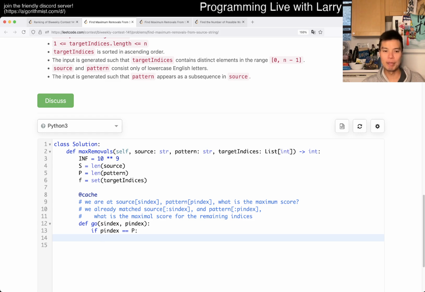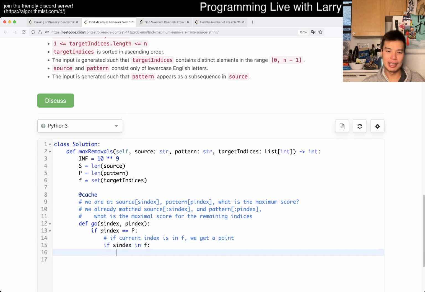Right, so now, if current index is in F, we get a point, right? So basically, if S index is in F, then we can return go of S index plus 1, P index, and P index is P. Oh, plus 1. I said plus 1, but then I think I just got confused with this plus 1. Otherwise, you just return it without the plus 1 score, right?